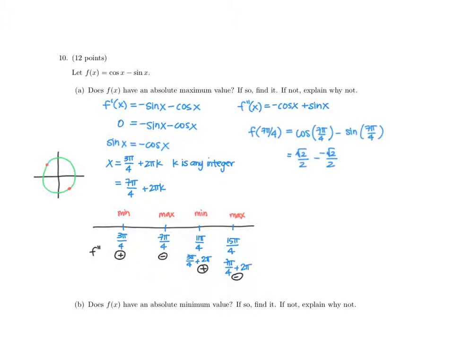Here we find that cosine 7 pi over 4, which is root 2 over 2, minus sine of 7 pi over 4, which is negative root 2 over 2. Subtracting a negative number is going to be equivalent to adding these numbers together. So we have 2 root 2 over 2. And so the 2's will cancel, right? We're left with root 2 as our maximum value. That's the max value.